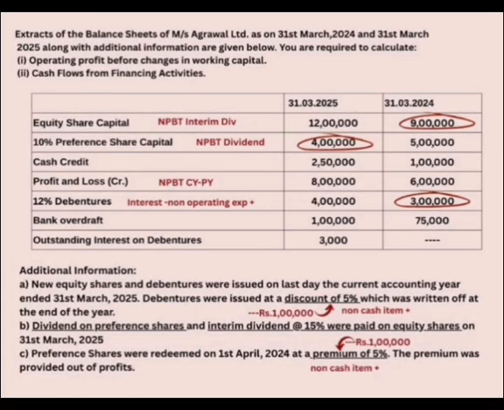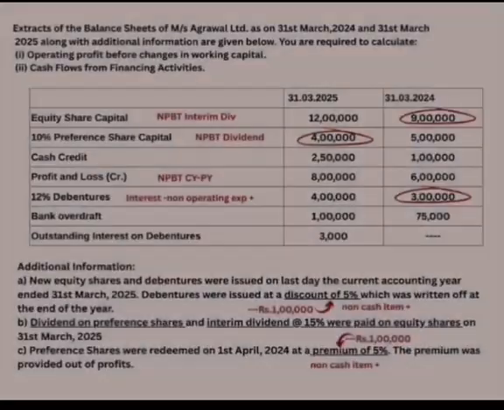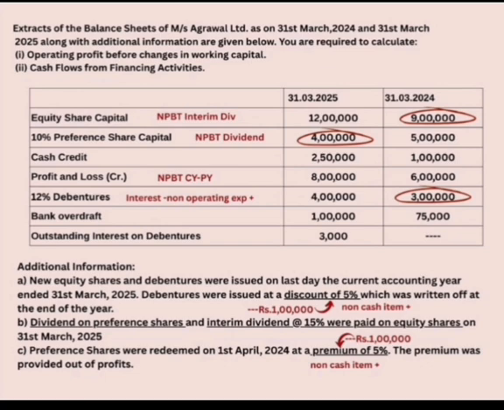This is the last question of a sample paper. Question number 34, cash flow statement. Extracts of the balance sheet of Messrs. Agarwal Limited are given. They have asked us to calculate operating profit before the changes in the working capital, and also cash flow from financing activities. First, let's see operating profit before working capital changes.